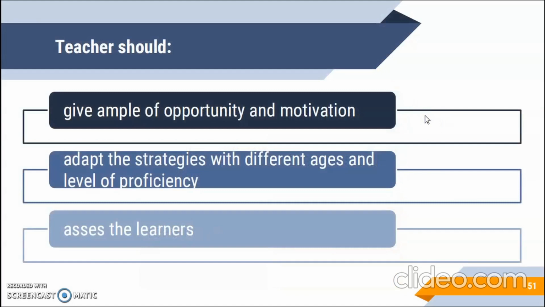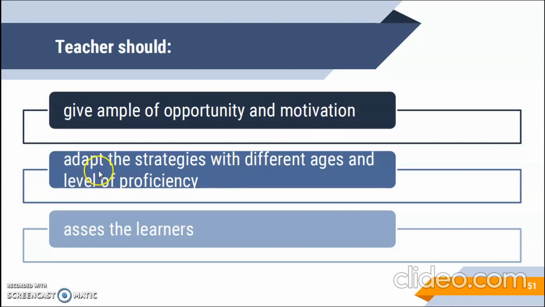Okay, these are what teachers should do in order to help the learners in learning language. Okay, the first one, give ample opportunity and motivation. To be successful learners, teachers should provide the learners with more opportunities so that the learners are able to decide and choose their own learning strategies. Motivation is also important as not all learners are able to cope at one pace. So teachers always need to motivate the learners so they will not easily give up.